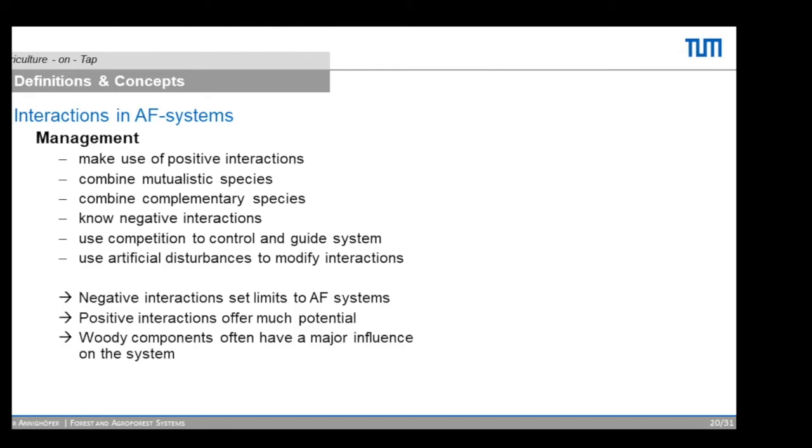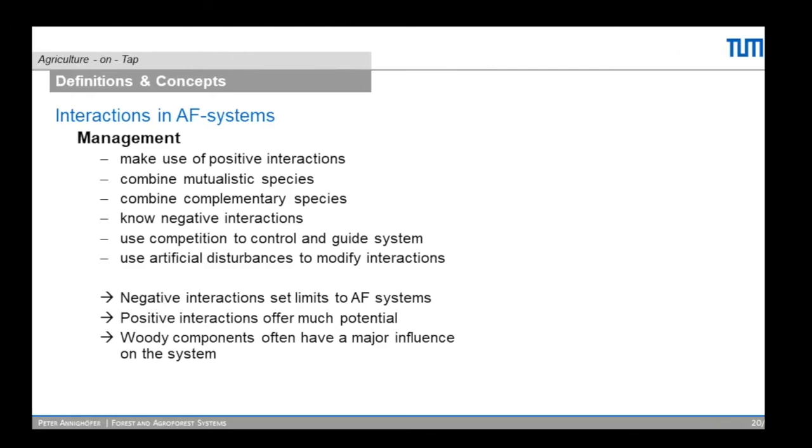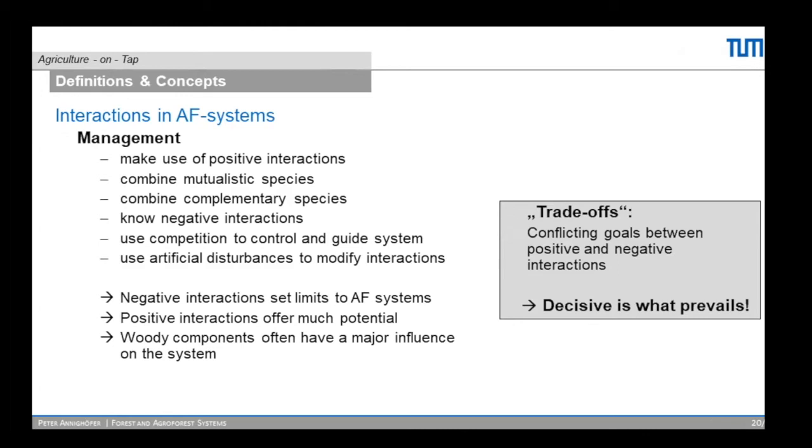And against this background, these negative interactions will set certain limits of the system. The positive interactions offer the potential, and mostly it's the additional woody component that modifies the systems quite strongly. So we are constantly dealing with what we refer to as trade-offs, and these trade-offs are the basis of agroforestry management. So you always have to weigh the positive effects against the negative effects, and as long as the positive effects or interactions prevail, then the system makes sense. Then we also get the benefits that we are aiming for with agroforestry.